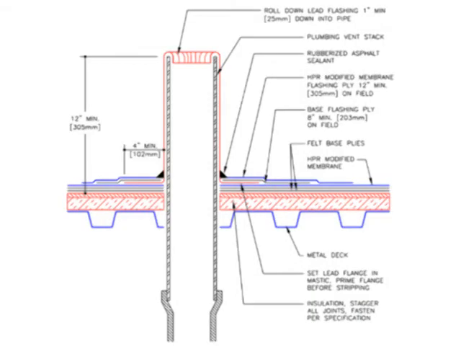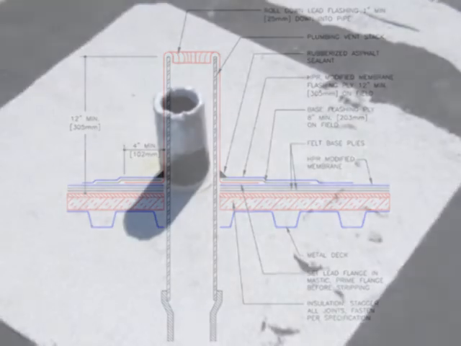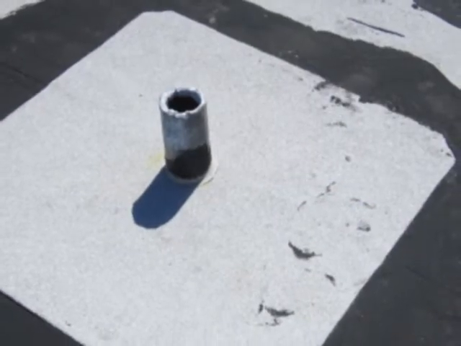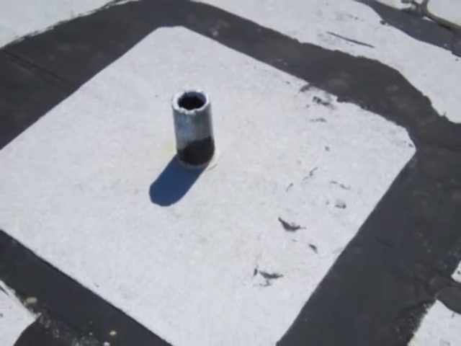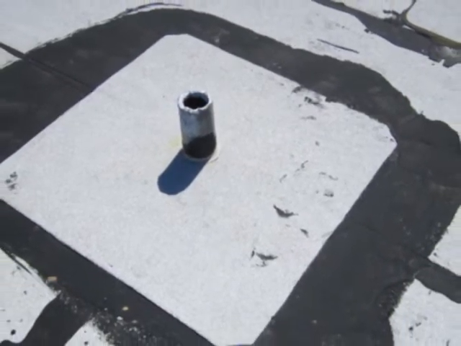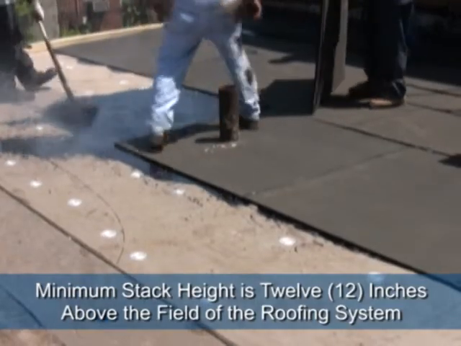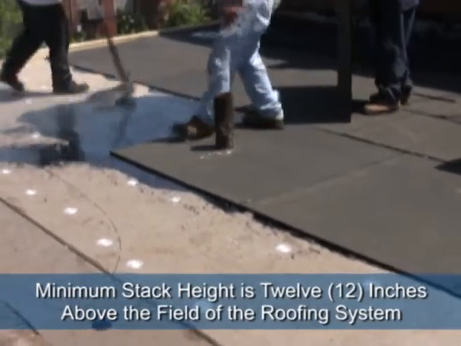A typical penetration that can be found on a variety of buildings is a plumbing stack. Plumbing stacks allow for the proper ventilation of sanitary lines contained within the building. The following are the recommended installation steps for a pipe plumbing stack. Minimum stack height is 12 inches above the field of the roofing system.